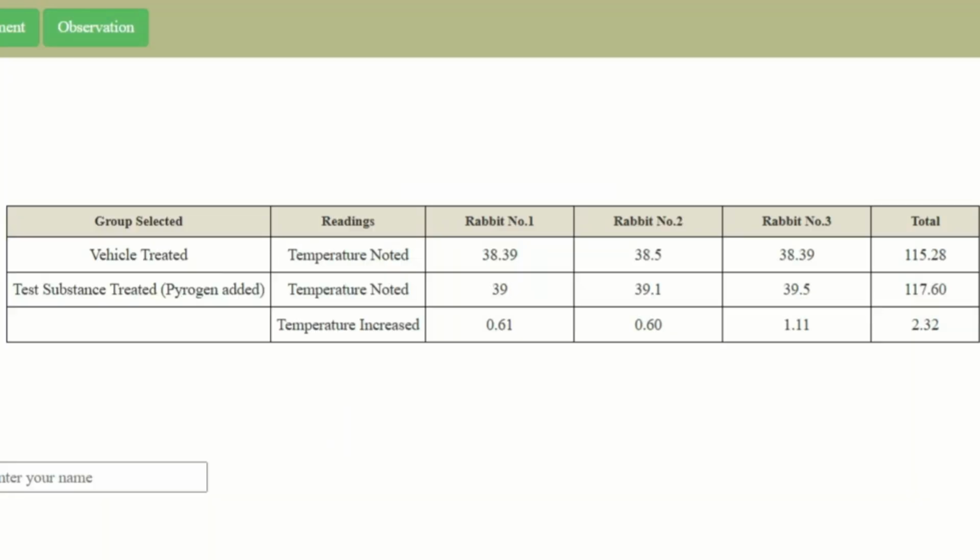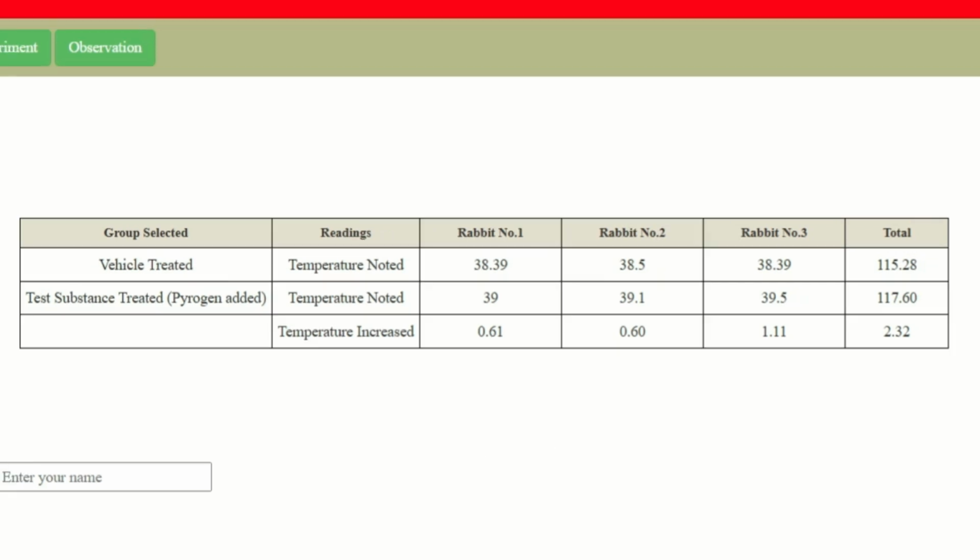Here you can see the vehicle treated temperature total value is 115.28, and for the test substance the total value is 117.6, and the total difference is 2.32. For individual animals it is more than 0.6. As per the criteria, an individual animal's difference should not be more than 0.6. Here it is crossing the criteria, so the sample fails. Again, the group total should not be more than 1.4, but it is rising up to 2.32.